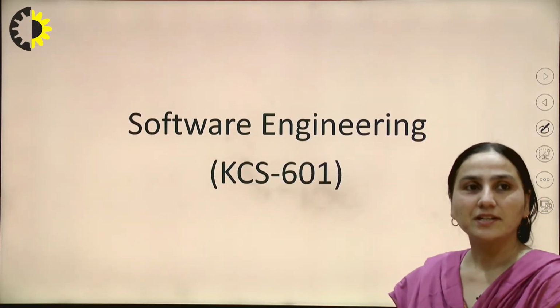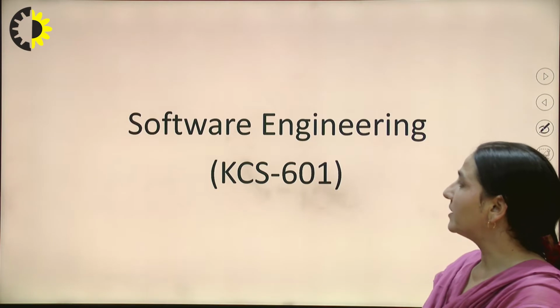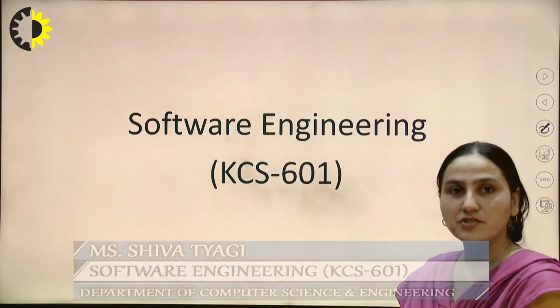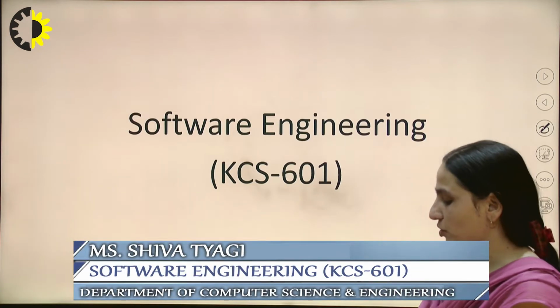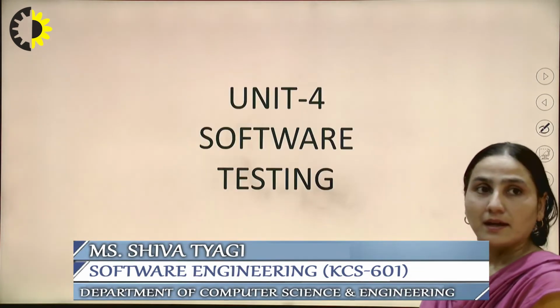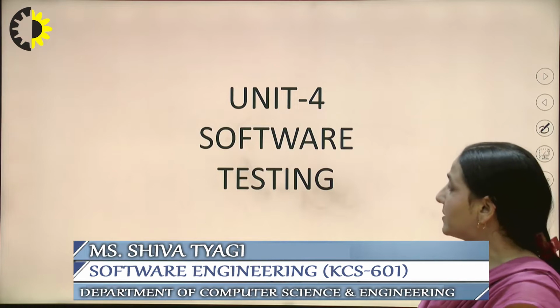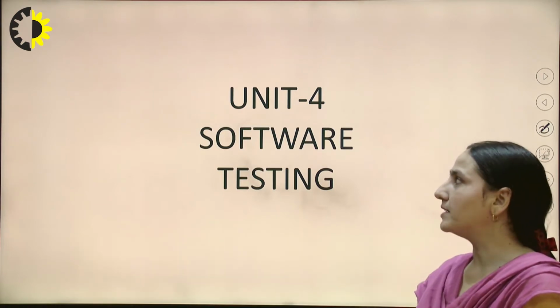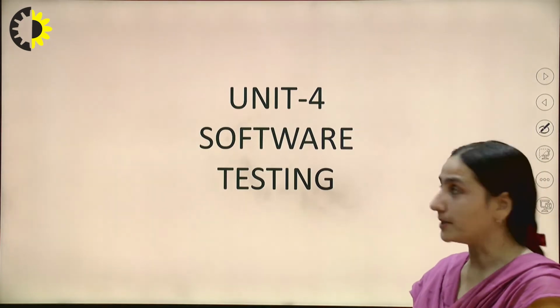Well, Jai Hind students, today we will be starting with the testing unit of software engineering. The name of the subject is software engineering and the paper code is KCS 601. So we will be dealing with testing: what actually is software testing, why there is a need for software testing, and why we perform software testing.